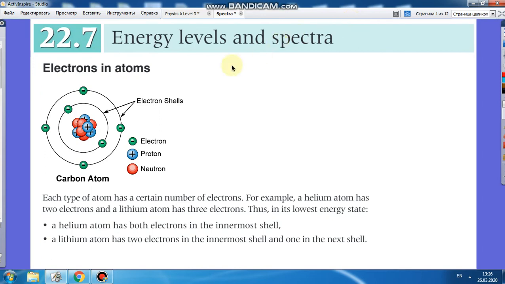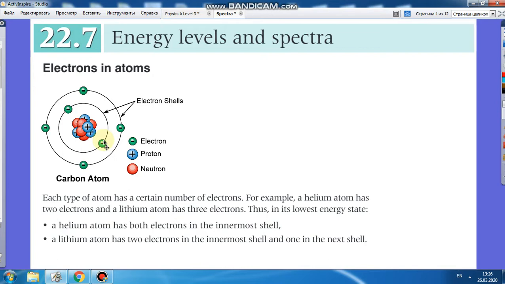In this video, I will try to explain energy levels and spectra. First of all, let's look at the structure of an atom. An atom has electrons, protons and neutrons. Protons and neutrons take place inside the nucleus and they have no motion. But electrons move around the nucleus in their orbits. In other words, they have circular motion in their shells.